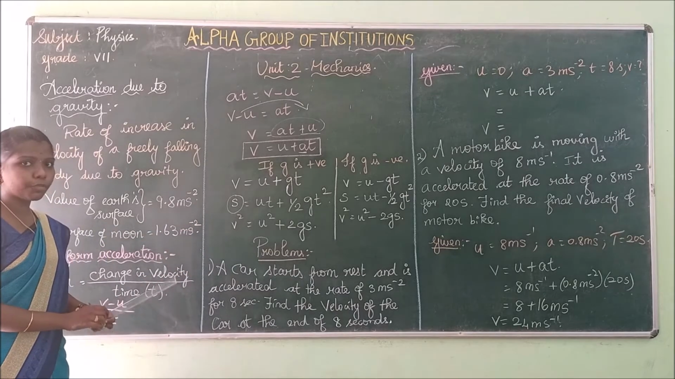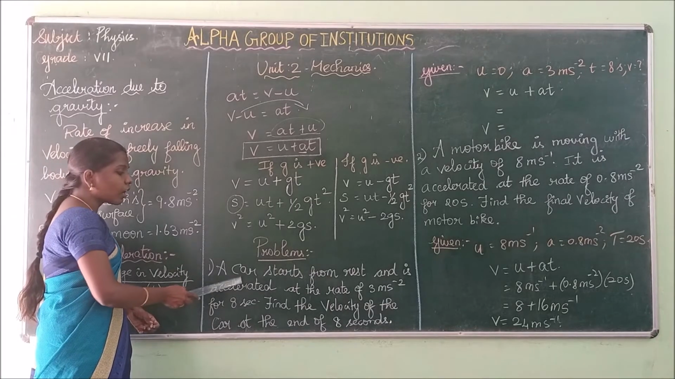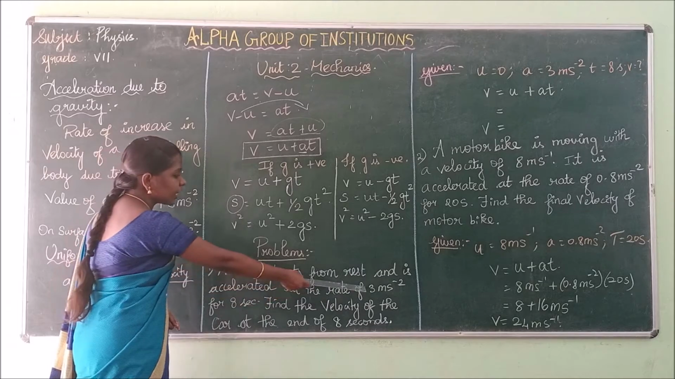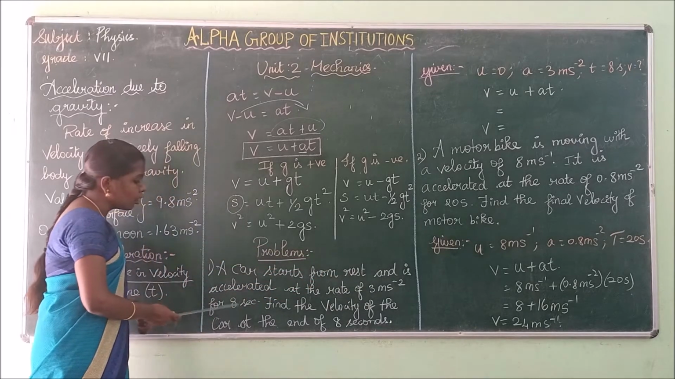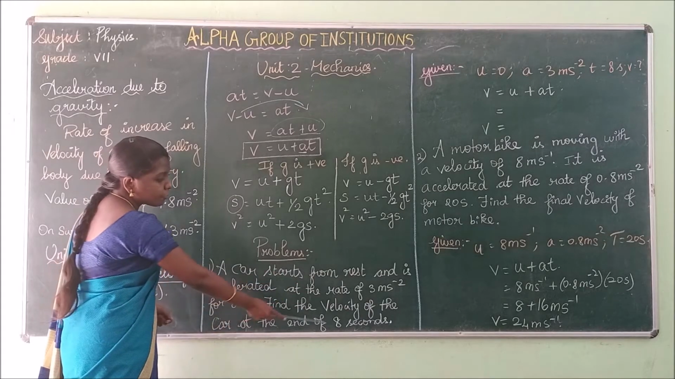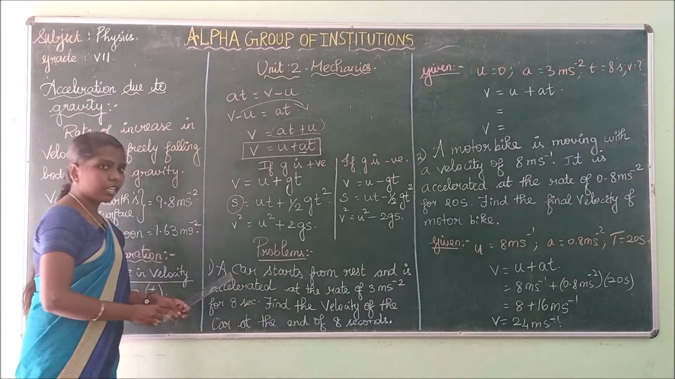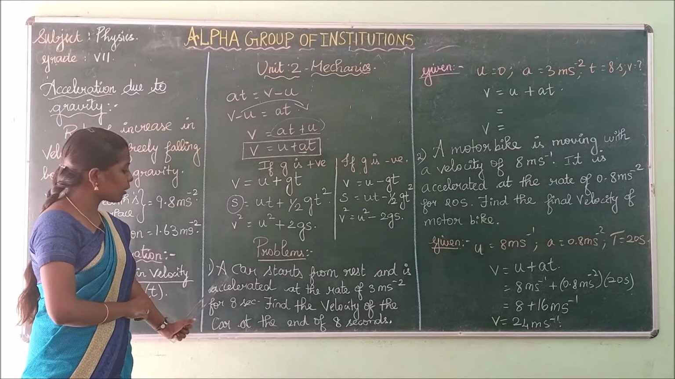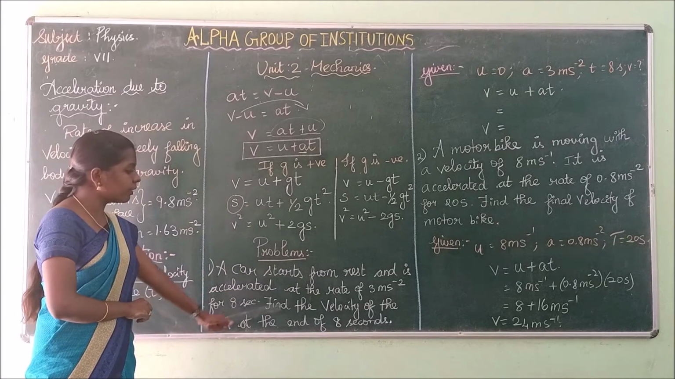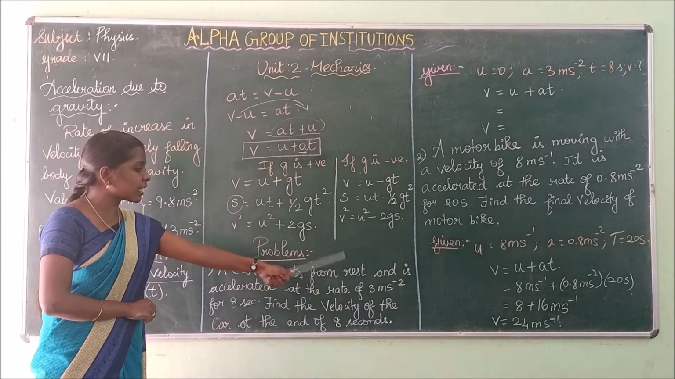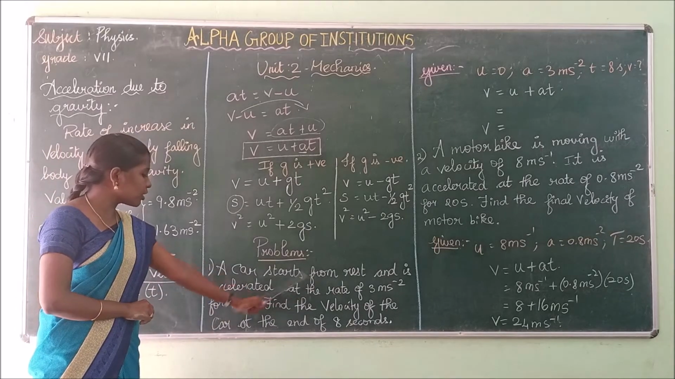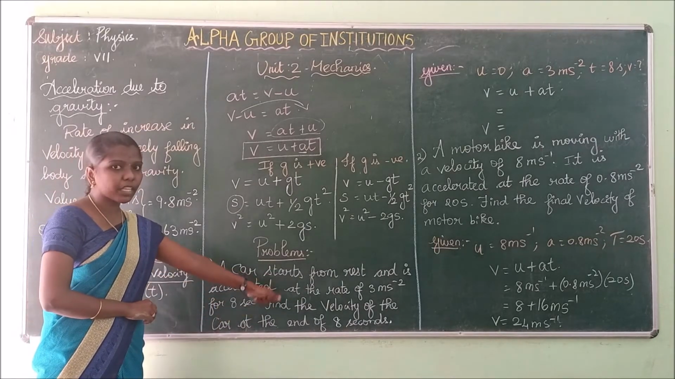I will read the question for your first problem. Listen carefully. A car starts from rest and is accelerated at the rate of 3 meter second power minus 2 for 8 seconds. Find the velocity of the car at the end of 8 seconds.